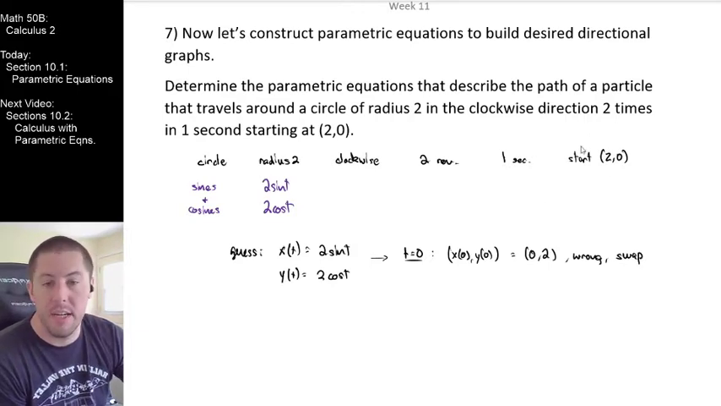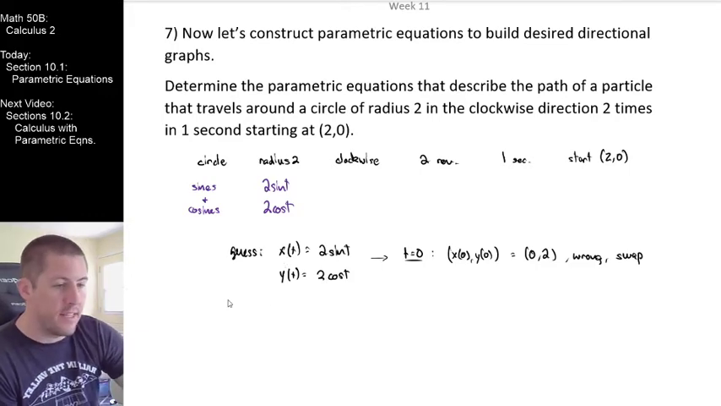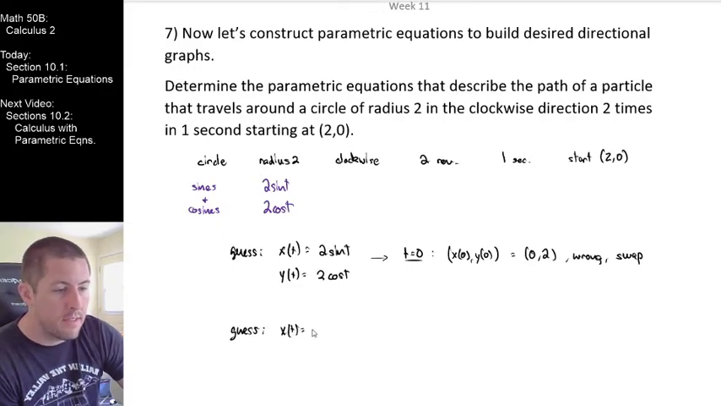And notice that we were looking to start at (2, 0). So my first thought right here is we should maybe switch the ordering that we're writing these in. So now I'm going to make my new guess. And let's let x of t instead be the cosine part. And let's let y of t be the sine part.